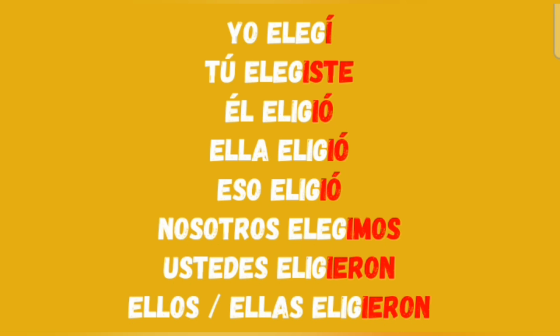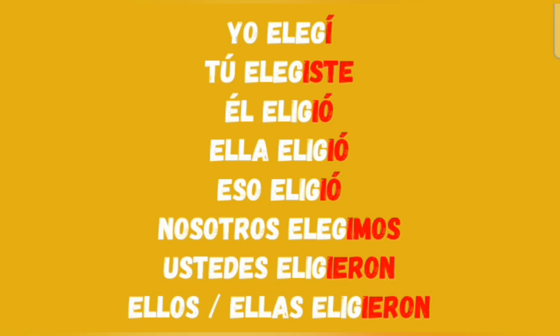Now let's go to the third persons. To say he chose, in Spanish you have to say él eligió. Él eligió, okay? In this case, the root word is changing. In the third persons, the root word would be elig, not eleg, as in the first and second personal pronoun, okay? So to say he chose, you have to say él eligió.